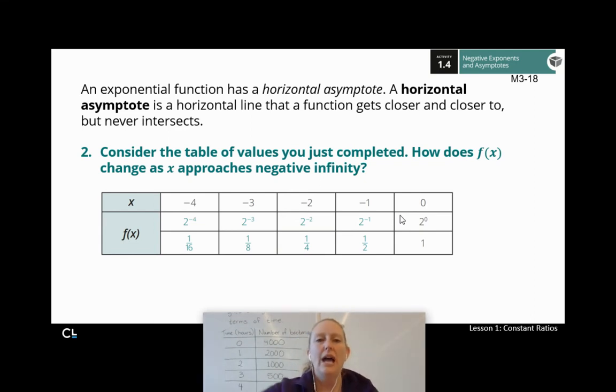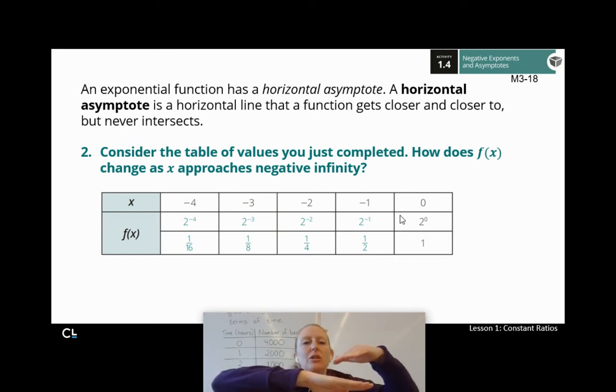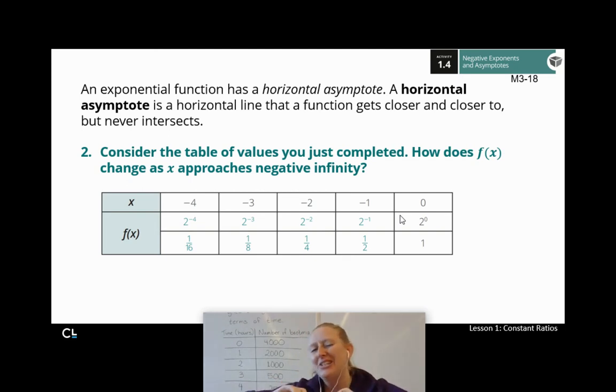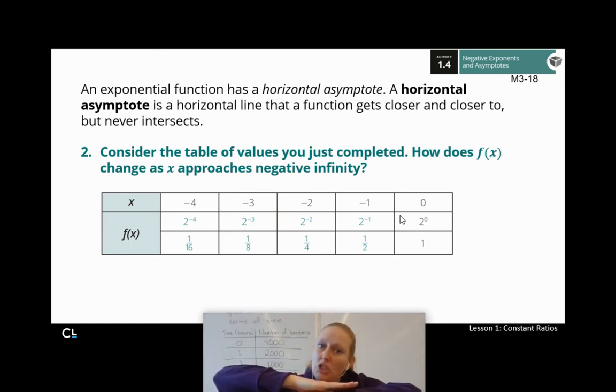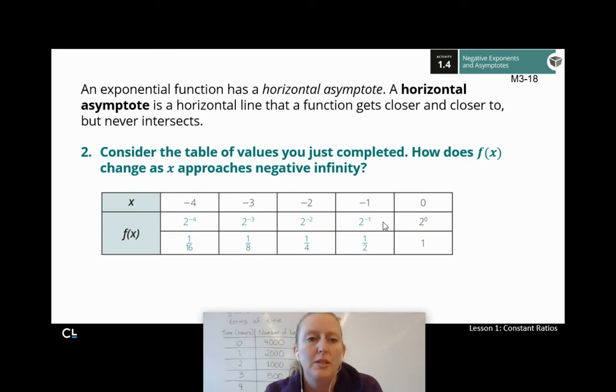A horizontal asymptote is a horizontal line that a function gets closer and closer to, but never actually intersects. Never actually gets there. So it gets really, really close, but it never actually touches the line. It just gets super, super close.